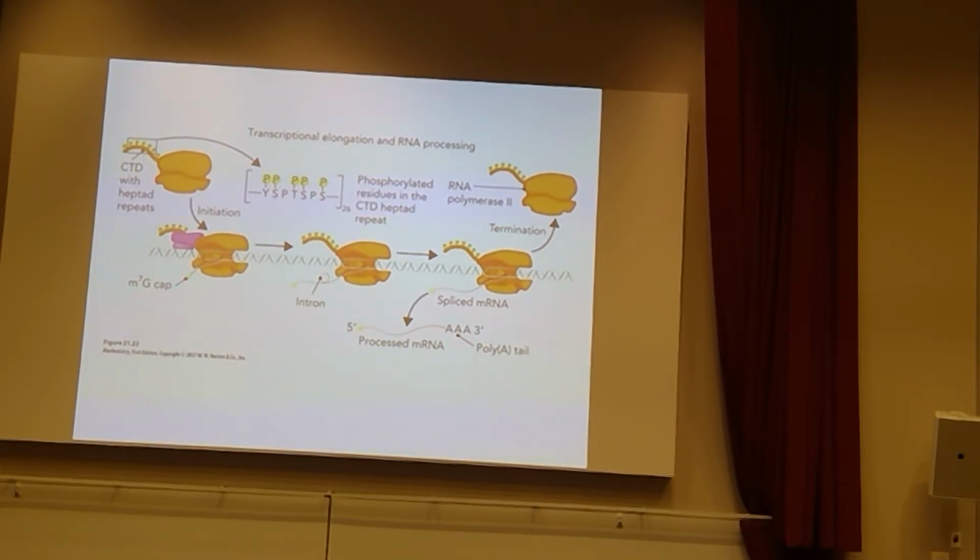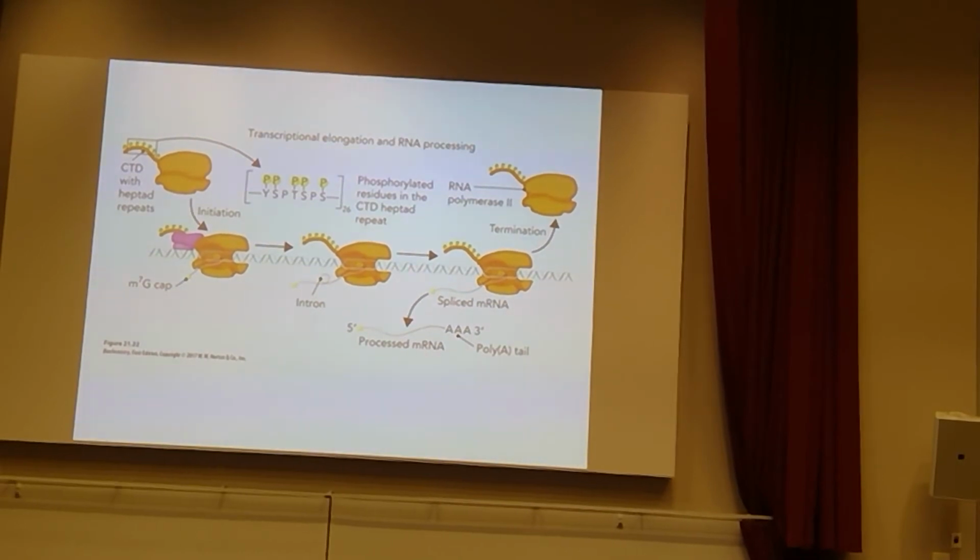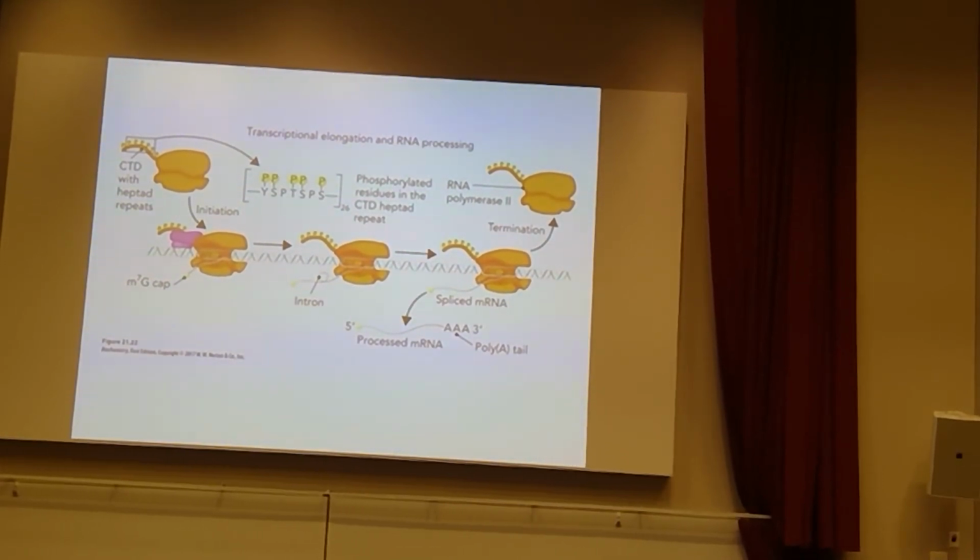So here's the process for elongation. This is the C-terminal domain of the polymerase. As you can see, it's depicted here as being phosphorylated. That's the signal for it to be undergoing the process of elongation. And it begins to generate an RNA product.